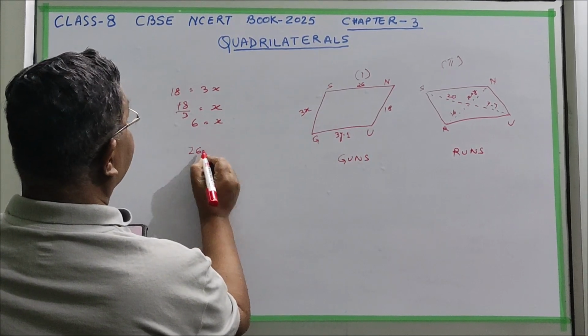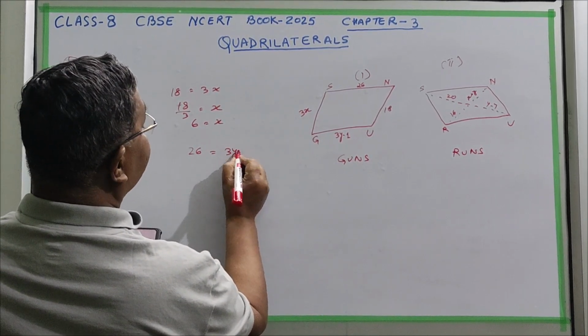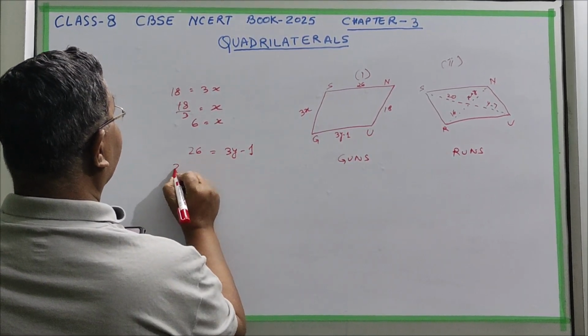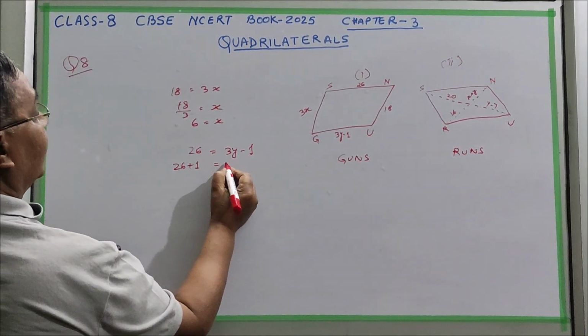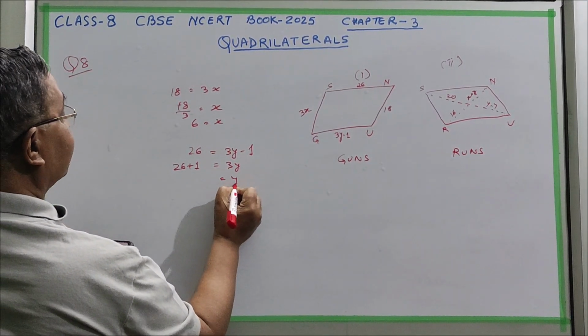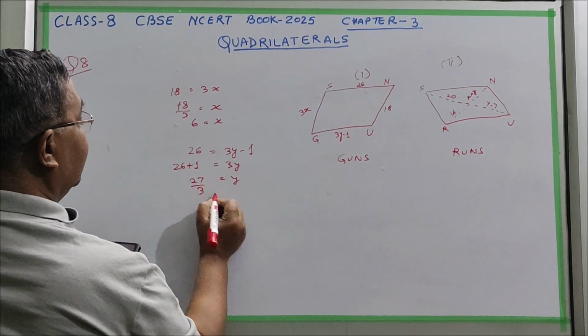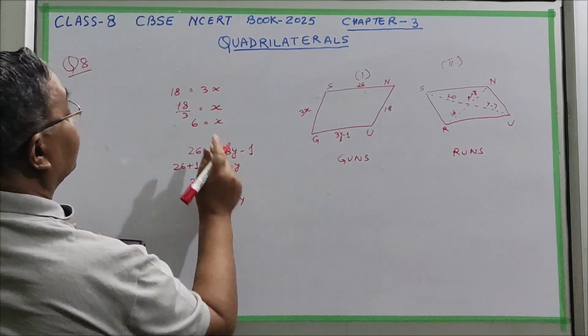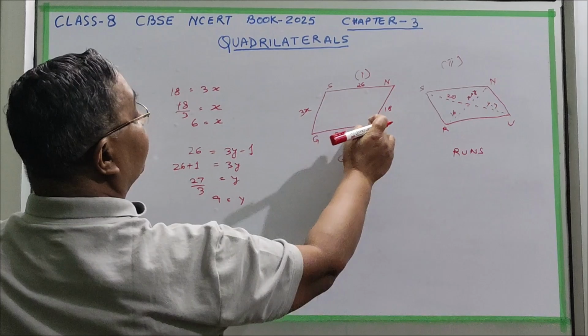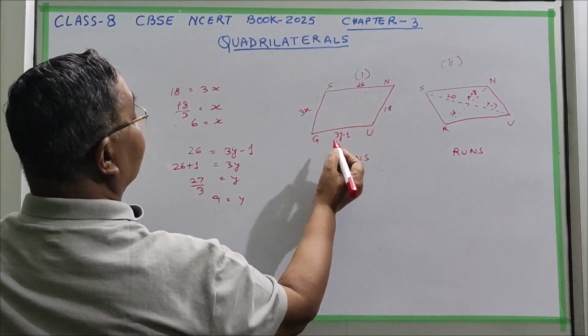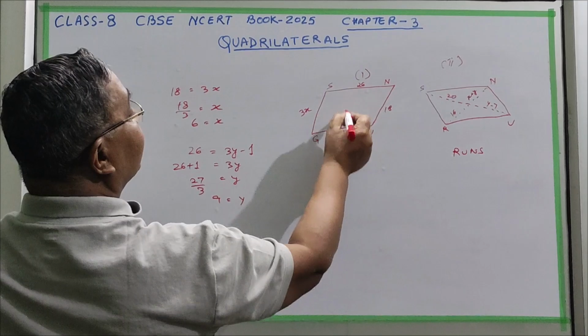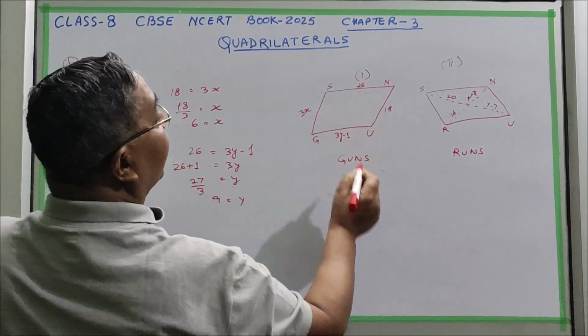So 26 will be equal to 3y minus 1. This one we will take to the other side, 26 plus 1 is equal to 3y. So y is equal to 27 upon 3, which is equal to 9. So y is equal to 9. So then it comes to 26 only. Here, opposite sides will be equal in a parallelogram.